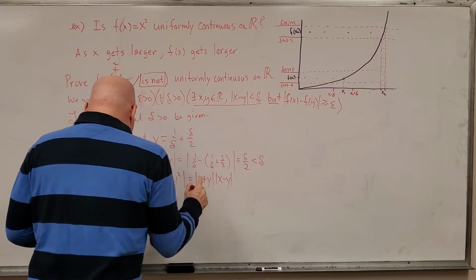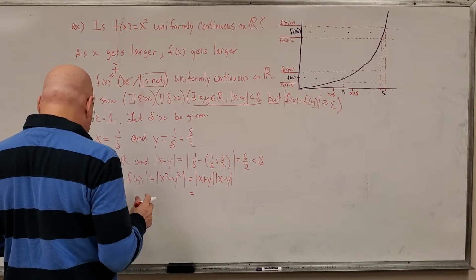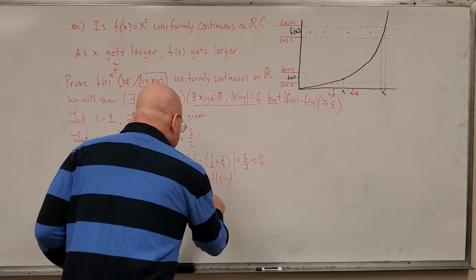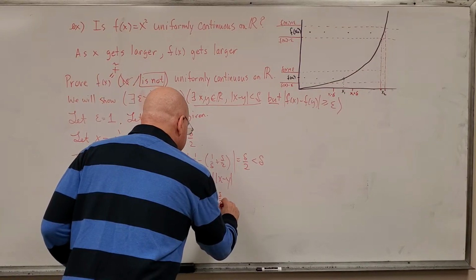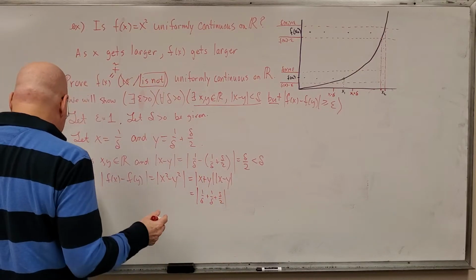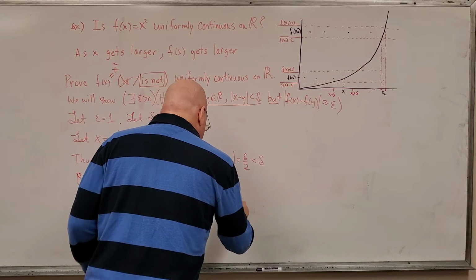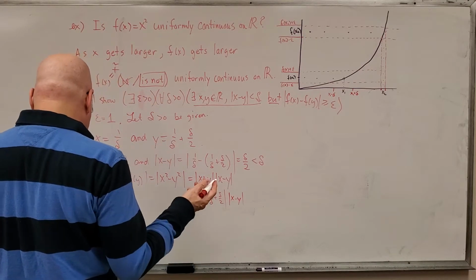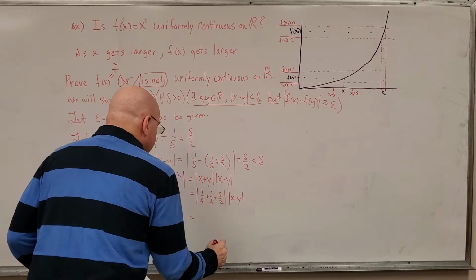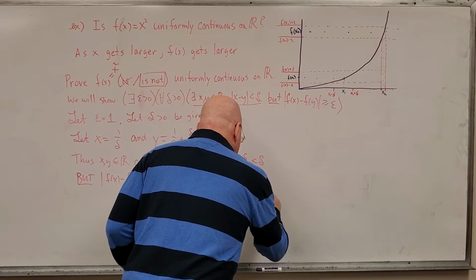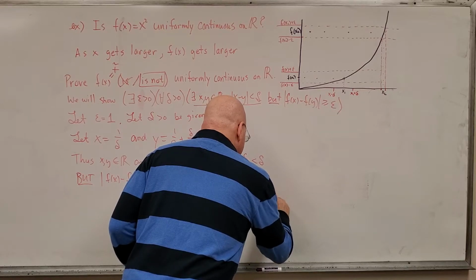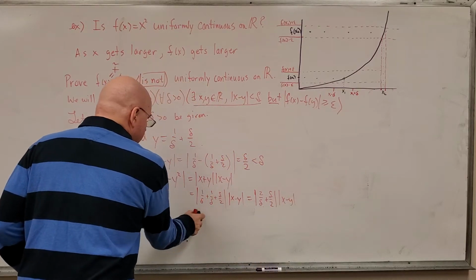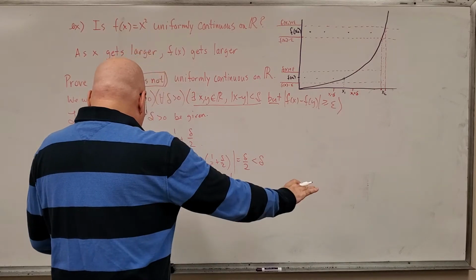Well, what's this equal to? x plus y is going to be 1 over delta plus 1 over delta plus delta over 2. That's x plus y. And I'll just go ahead and write the x minus y there. And we get 2 over delta plus delta over 2, times x minus y.